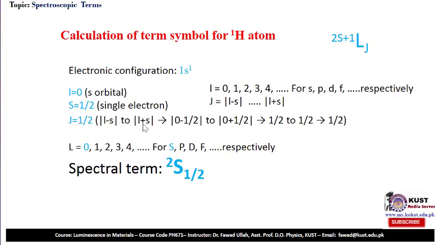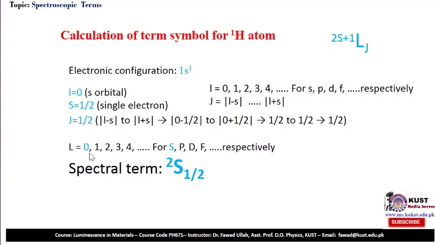It's explained here in this calculation. The J value in the previous slide was given with this formula, L minus S to L plus S. So if we put L equal to 0 and S equal to 1/2 here, it gives us 0 minus 1/2 to 0 plus 1/2, and that gives us 1/2 to 1/2. It means in both cases, L minus S and L plus S, we are getting the same value, that is 1/2 and 1/2. So it means we have got J equal to 1/2.